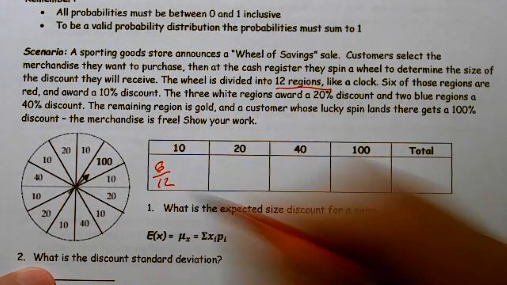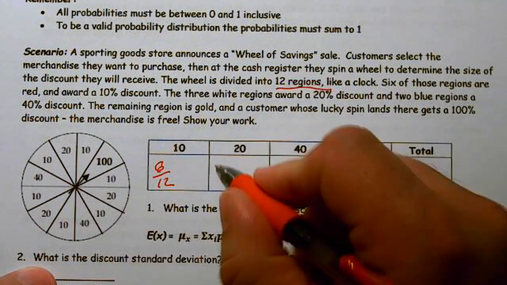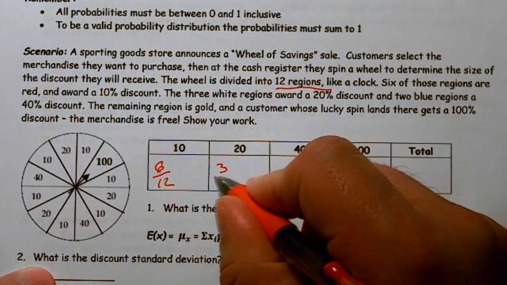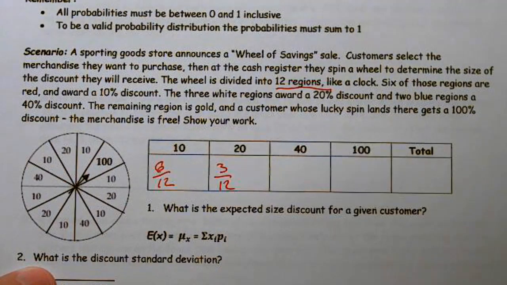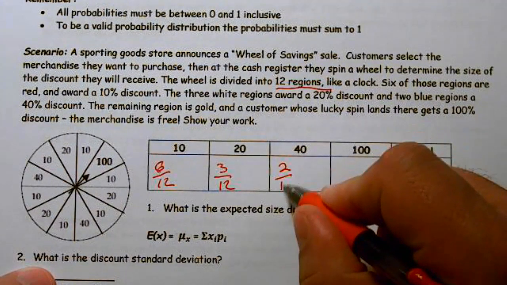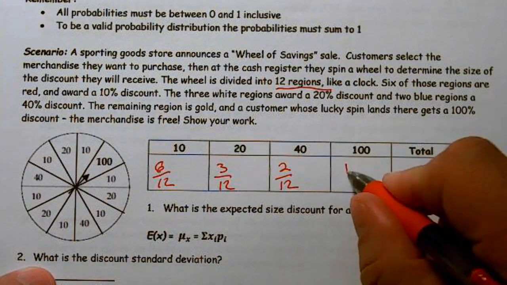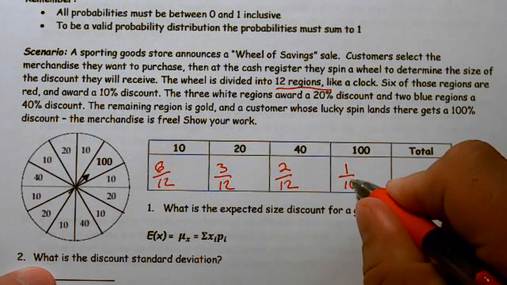Now I could list this as a decimal, but I'm just going to list it as a fraction. The 3 white regions award a 20% discount. We have 3 at 20%, 3 out of 12 or 25%. And 2 blue regions, 40%, so 2 out of 12 or 1/6. And then we have 1 out of 12 that's paying out 100%. Excuse me, 1 out of 12.